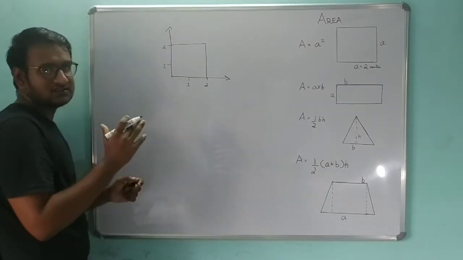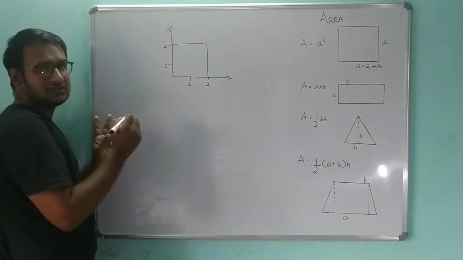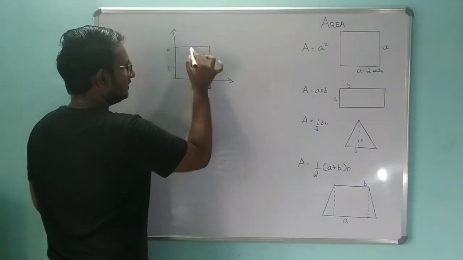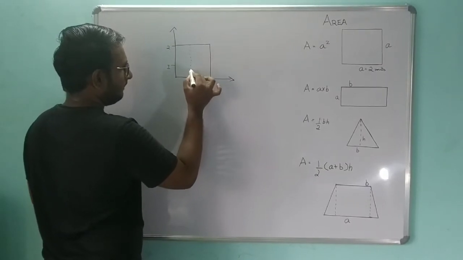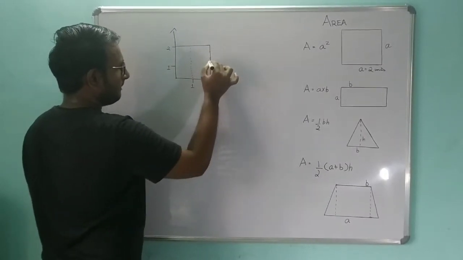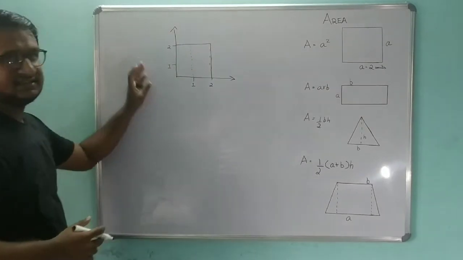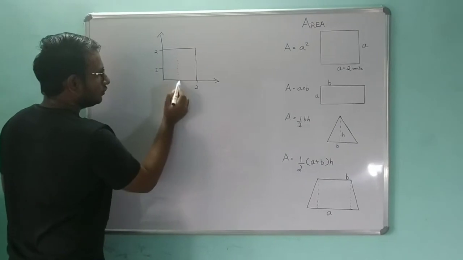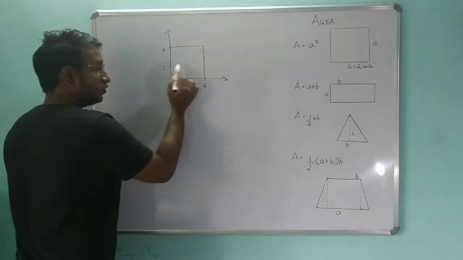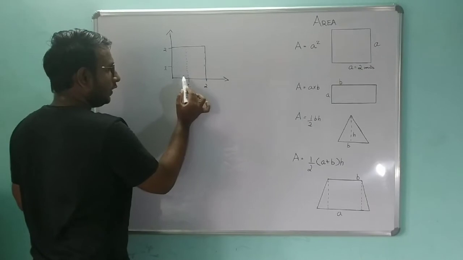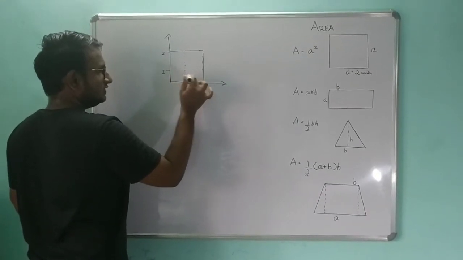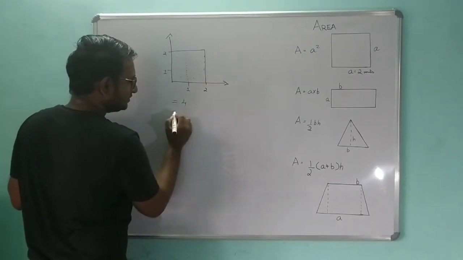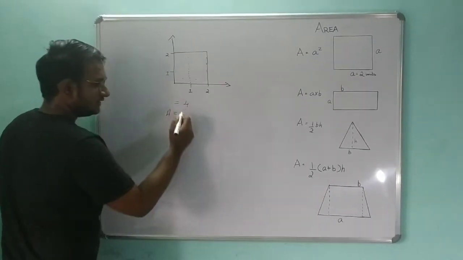If you notice in the graph paper, you will see small lines that cross like this. The number of units, that is, this small square, is 1 unit. If you count the units, there are 1, 2, 3, 4. So there are 4 units, which means the area of this square is 4.